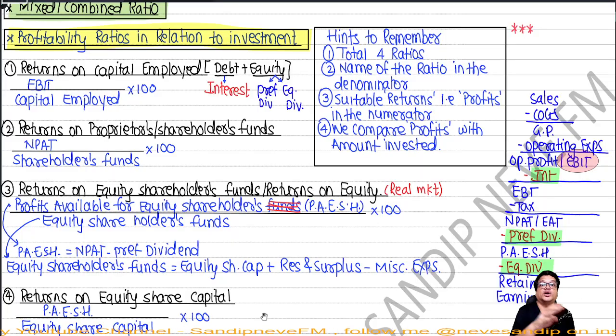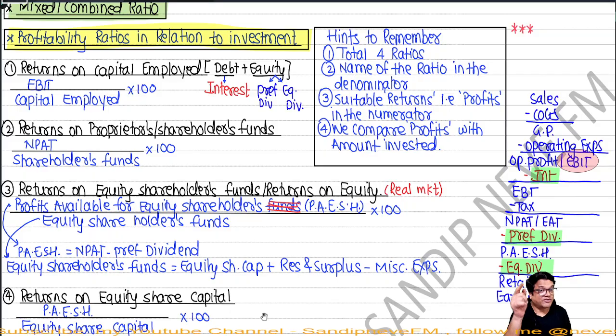Returns on capital employed. Something on capital employed. I don't know what will be the numerator, but one thing is sure, I know that the denominator is going to be capital employed. Correct? Half of the ratio. The person asking the question has to give you half of the answer. Returns on capital employed, so something upon capital employed. What is that something? We have discussed in the class. It is EBIT. Why EBIT?